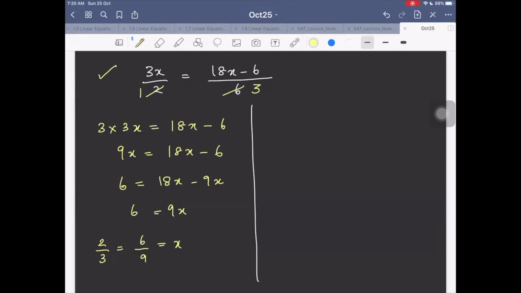Any clue? Any idea? Yes or no? Do you have any clue, any idea, how this can be simplified? This is one way. This is one approach. I hope this is fine for you. This works.